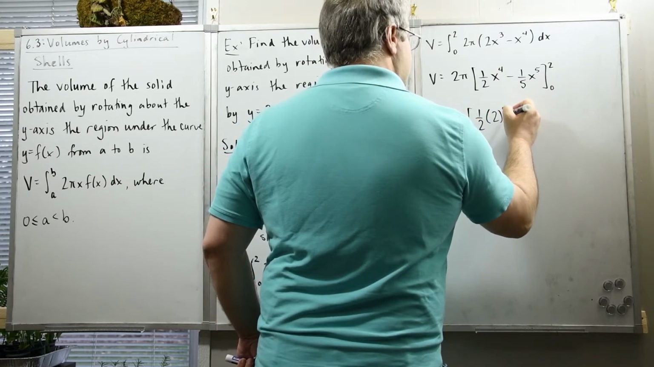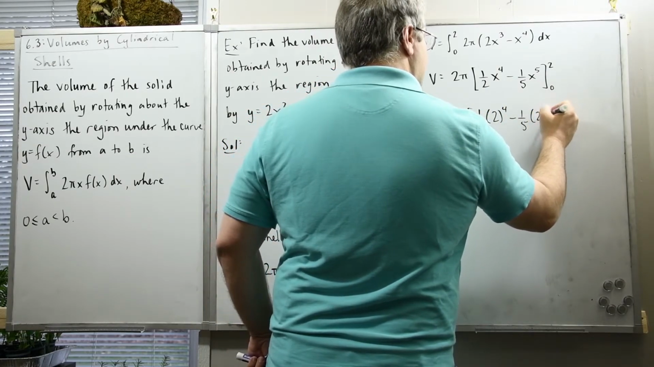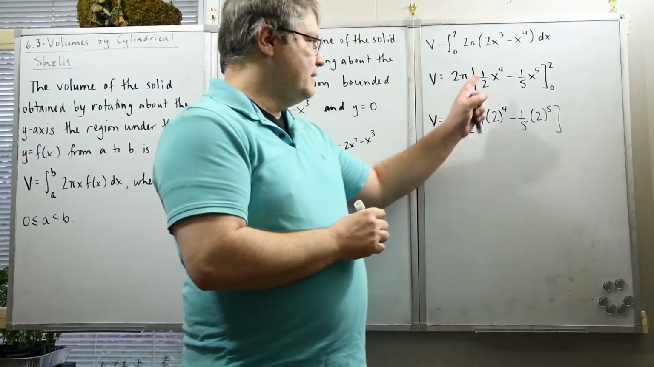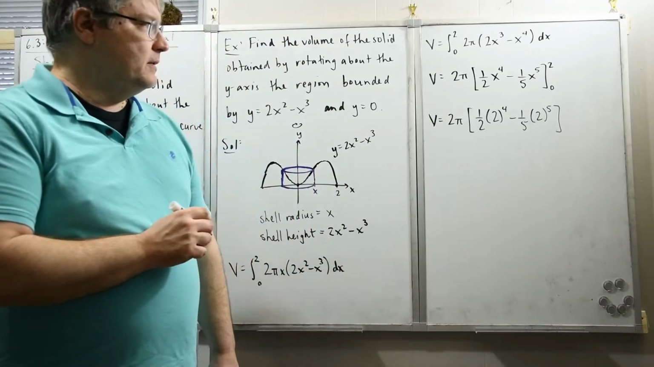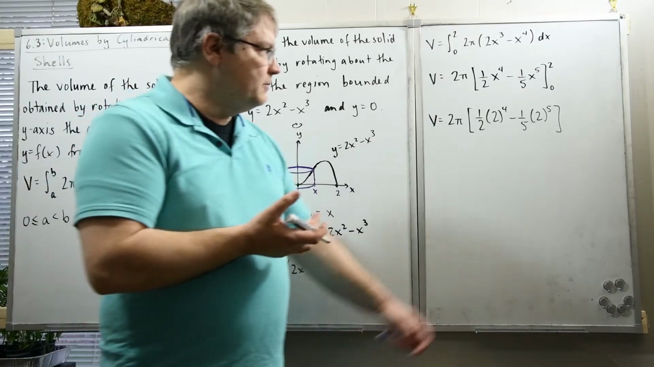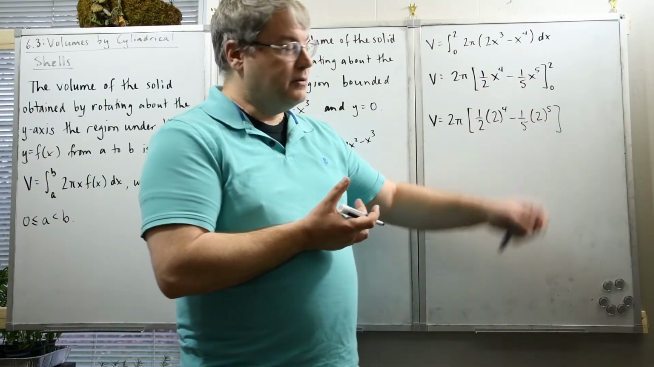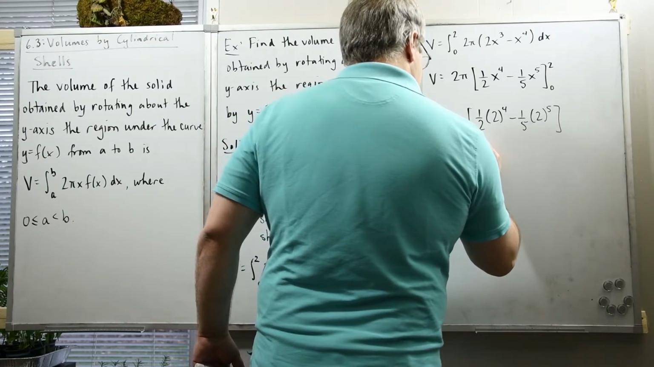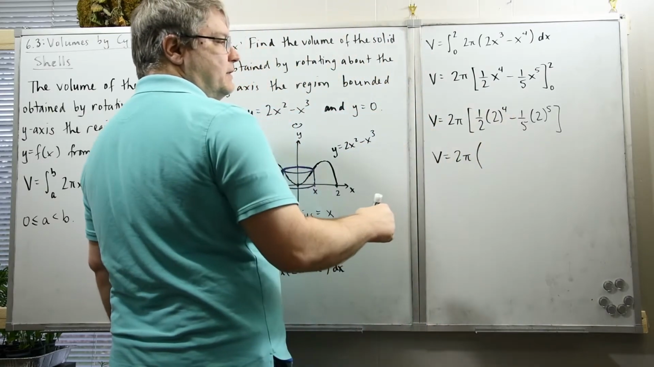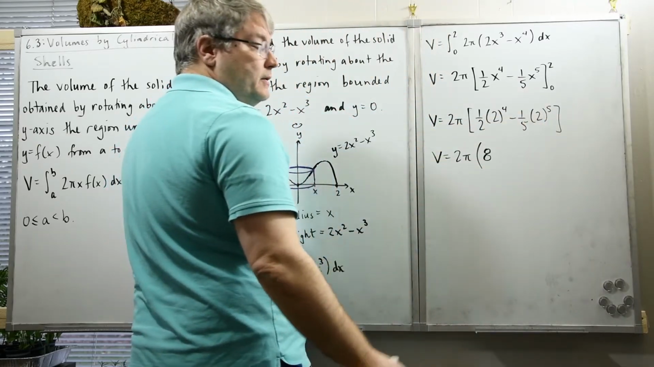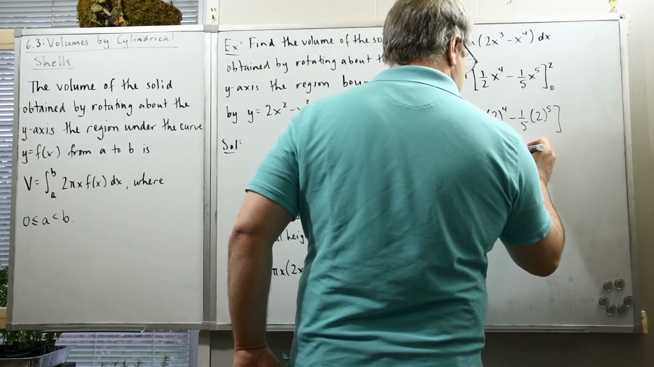Well, if you plug in 2 for x, you're going to get 2 pi times one half times 2 to the 4th minus one fifth times 2 to the 5th. But subtracting what you get when you plug in 0 for x, well, plugging in 0 for x, you're just going to get 0. So volume is going to be 2 pi times, and then 2 to the 4th gives you 16, times a half gives you 8. 2 to the 5th is 32, times negative 1/5 gives you a negative 32 fifths.